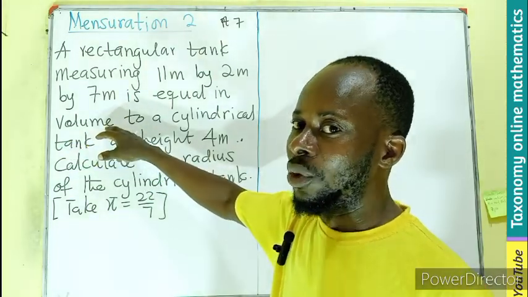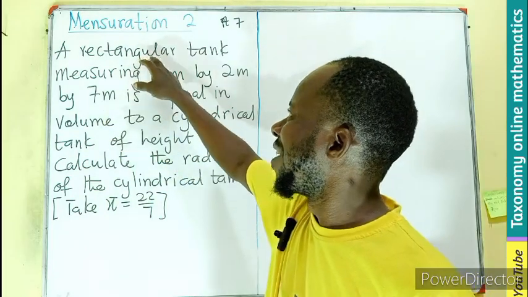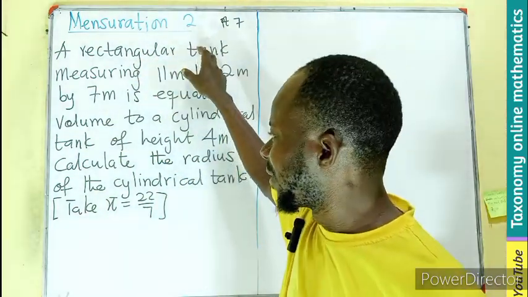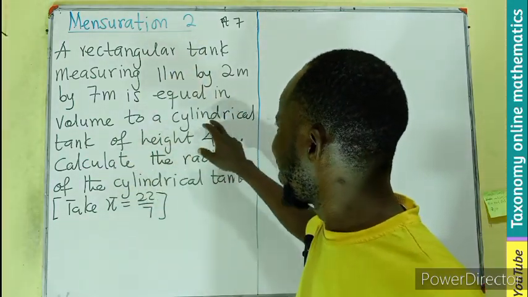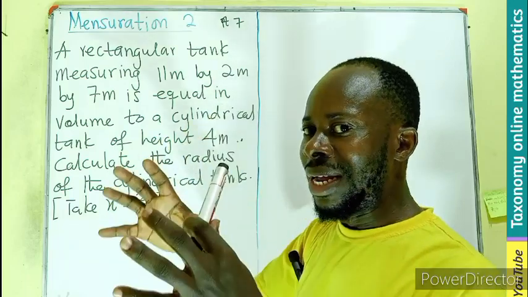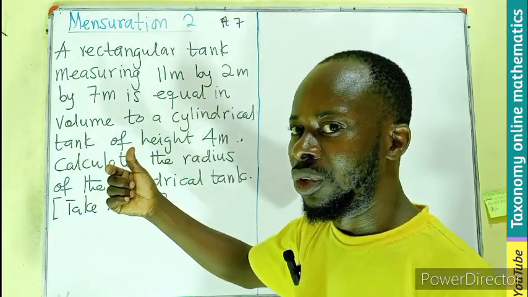So it means we need to remember the volume of a rectangular tank, which will be in the form of a cuboid, right? And the volume of a cylindrical tank, volume of a cylinder. Bringing the two together, we can find a solution to this question.